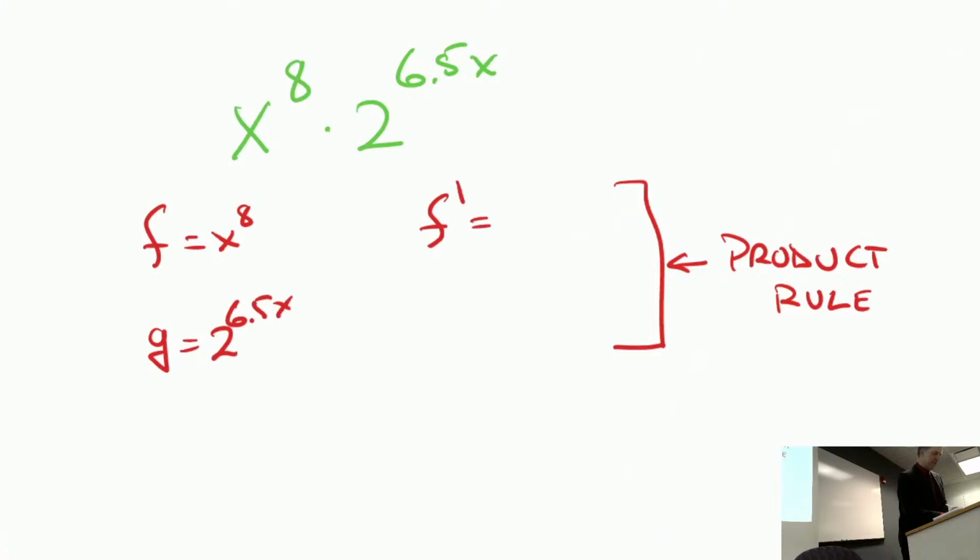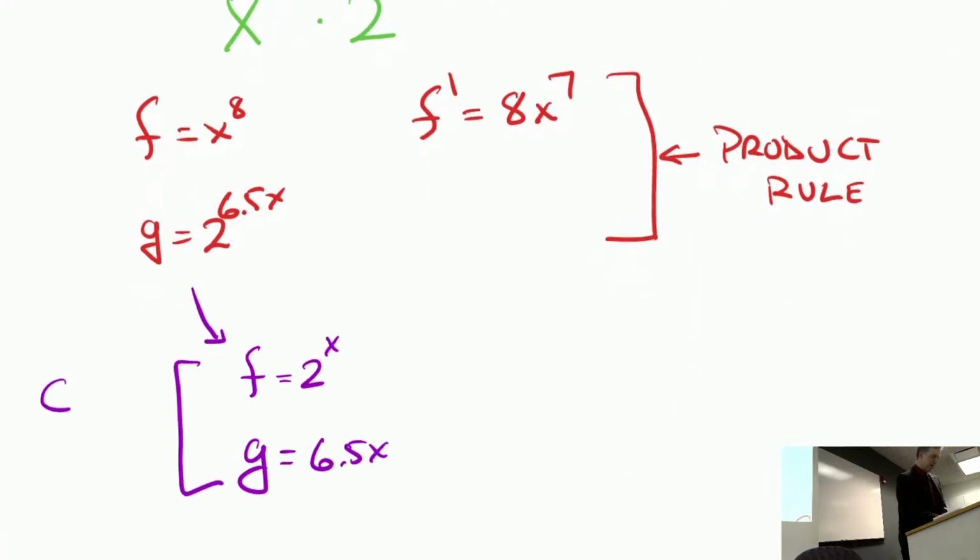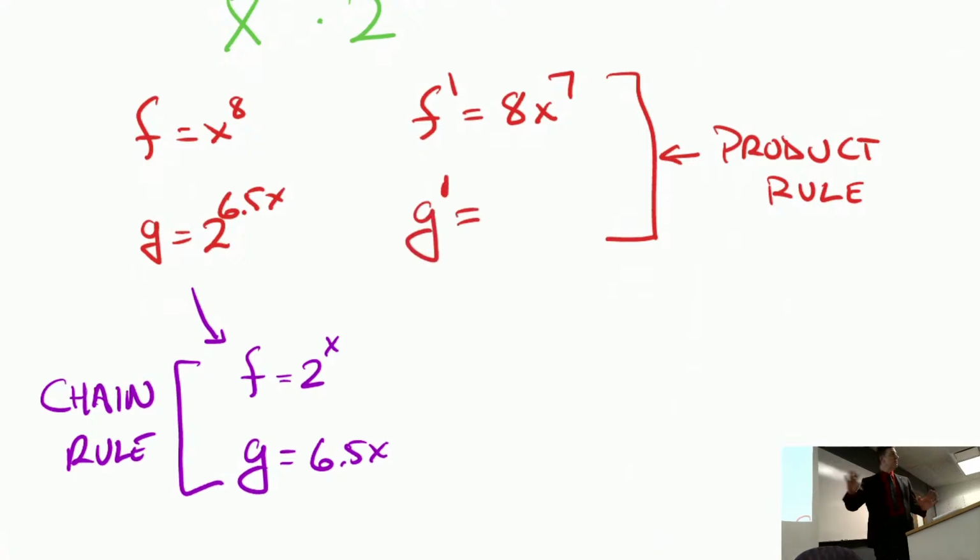So f prime, easy, right? x to the 7th, there it is. So g prime is a little bit more complicated, so I'm going to do the chain rule. Let's take this and do the chain rule for this. In this case, my chain rule f would be 2 to the x, and g would be 6.5x. So this here is the chain rule. I know some of you probably didn't even bother writing this down when you got your g prime. That's fine. But I need to just make sure I do it all correctly.